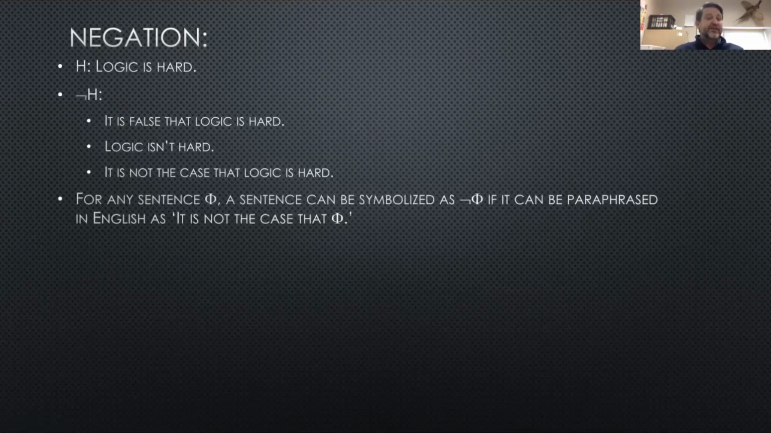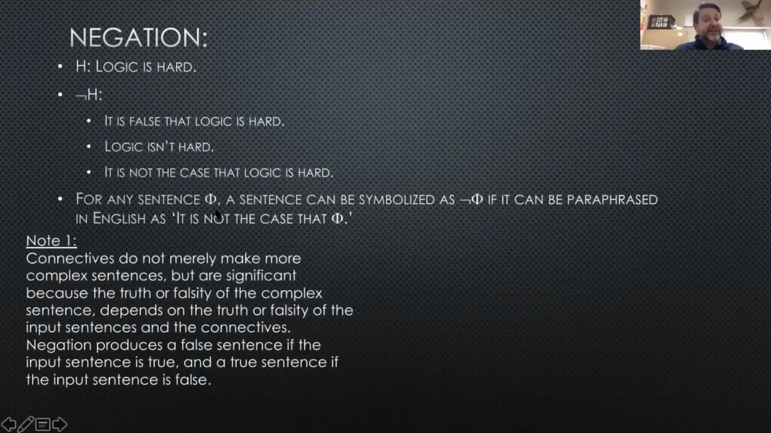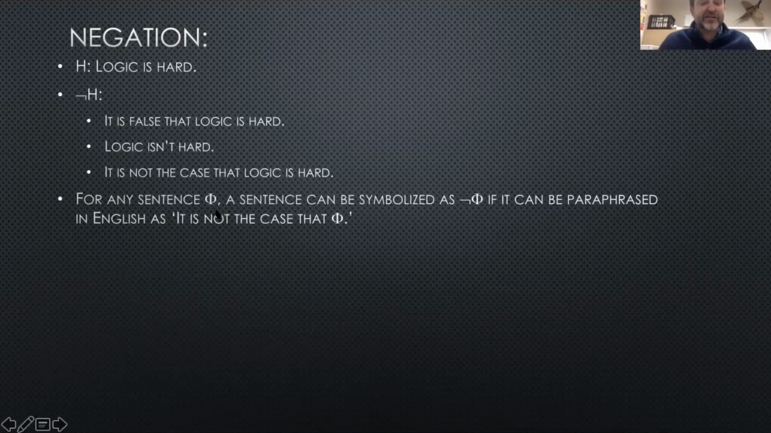All right. So for any sentence, I'm going to use this variable phi. This is a Greek letter. Phi and other Greek letters are going to stand in as variables for sentences. The thought here is phi is standing for any possible sentence you might plug in there. H has a specific meaning: logic is hard. But phi can stand for any sentence whatsoever.